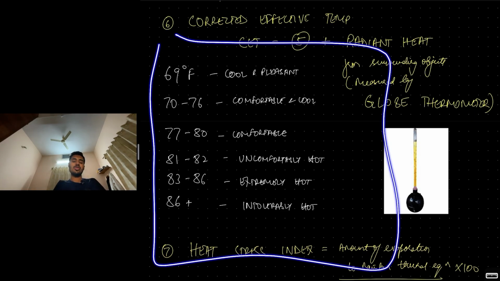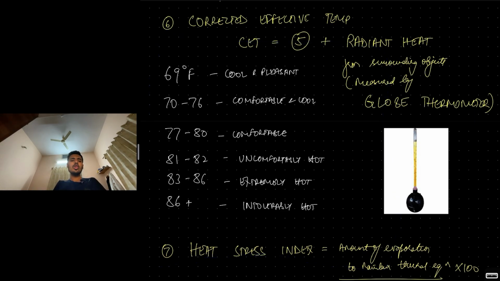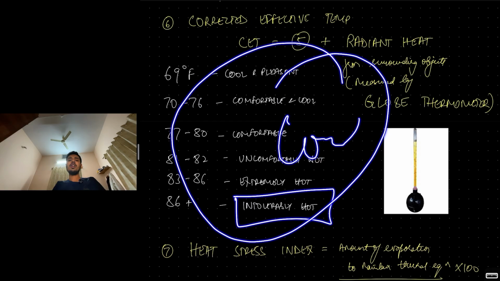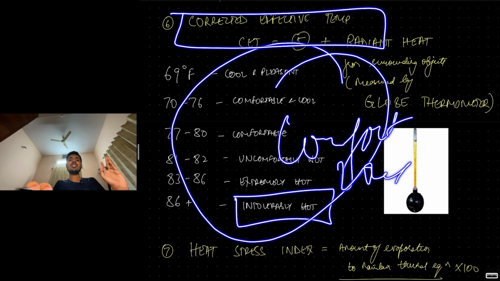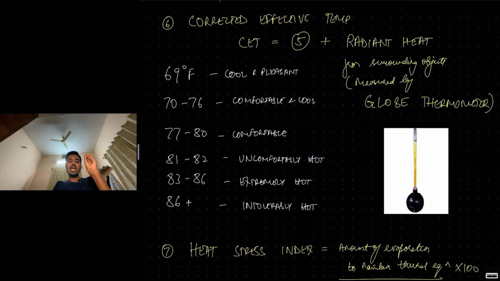So 69 degrees Fahrenheit, cool and pleasant temperature. 70 to 76, comfortable and cool. 77 to 80, still comfortable. 81 to 82, uncomfortably hot. 83 to 86, extremely hot, and more than 86 degrees Fahrenheit, intolerably hot. So we're able to get thermal comfort zones using corrected effective temperature, not effective temperature, because corrected effective temperature also takes into account radiant heat.